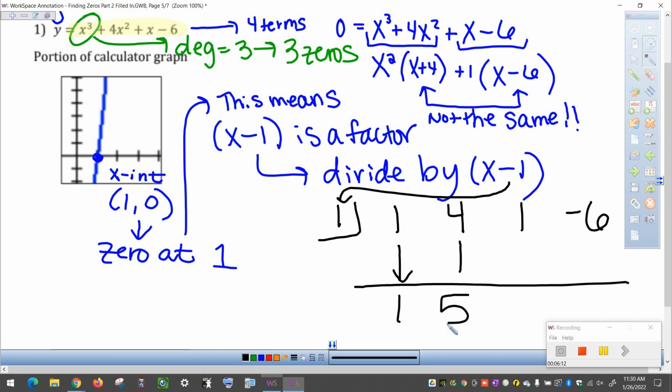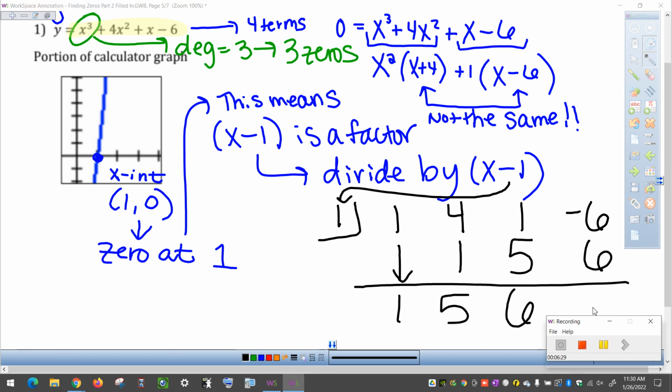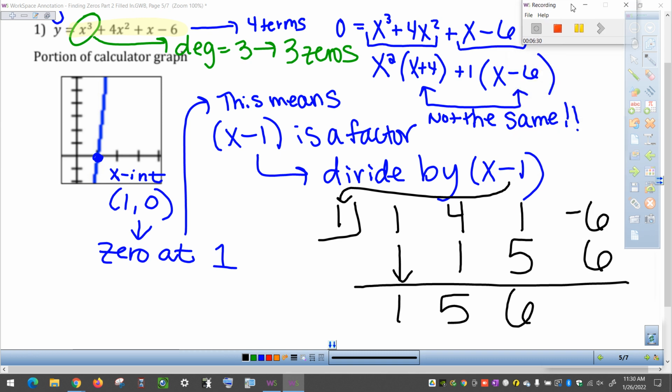We'll do it again. The 5 at the bottom multiplies by the number in the box. 5 times 1 is 5. Add the numbers in the column here to get 6. Now that 6 on the bottom will multiply by the 1 in the box, and that turns into a positive 6. Move that up there.